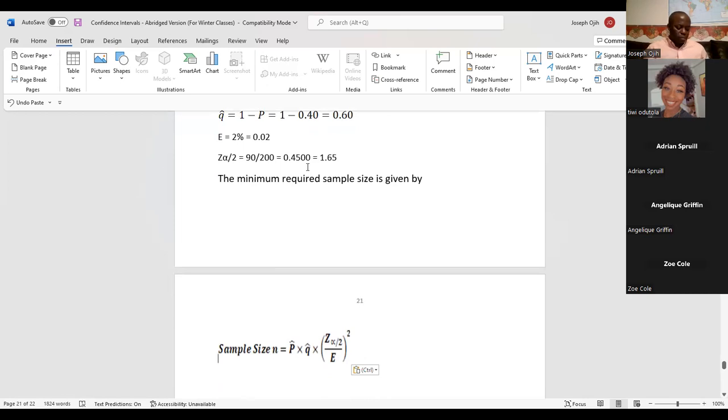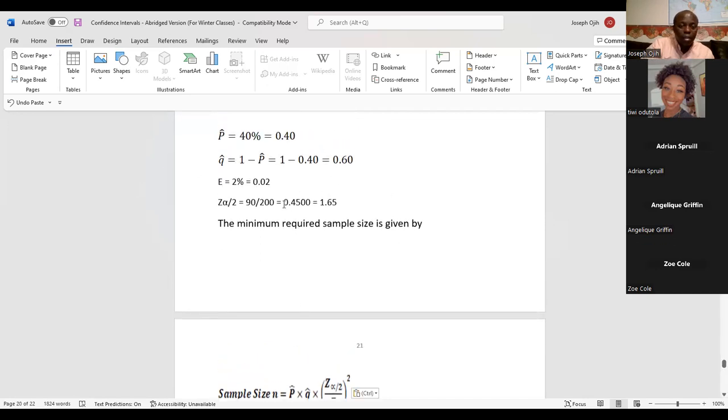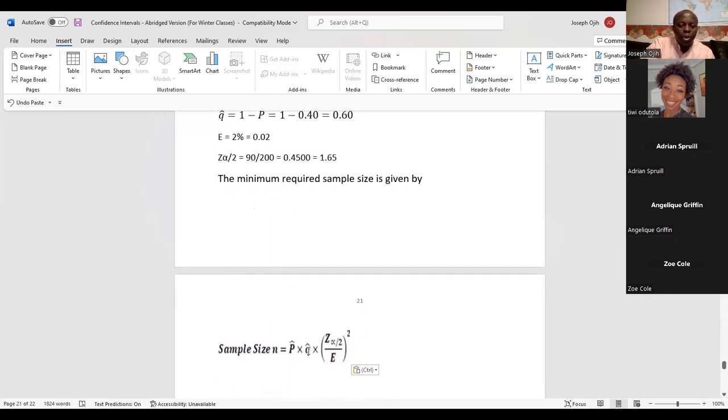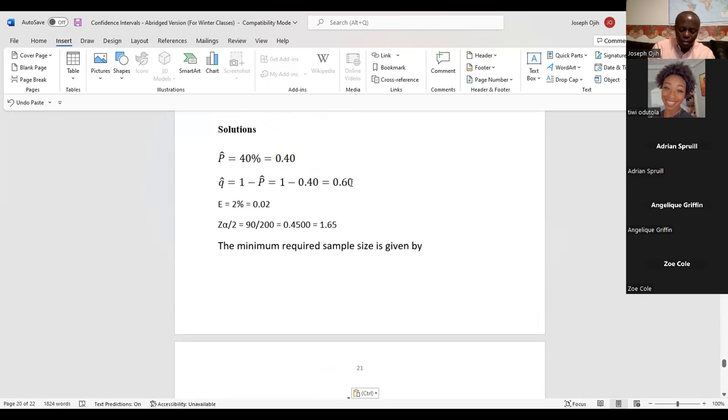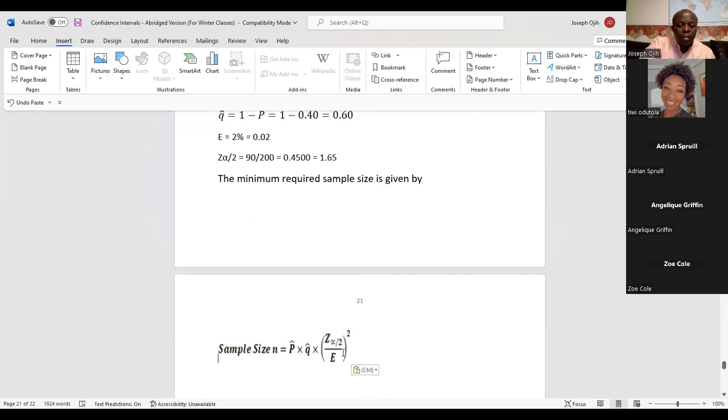It's going to be P hat, and our P hat is 0.4, times Q hat. Our Q hat is 0.6. Then times, in parentheses, Z alpha over 2 over E. Our Z alpha over 2 is 1.65 over E, and our E is the error, which is 0.02. Then you have to square the result.